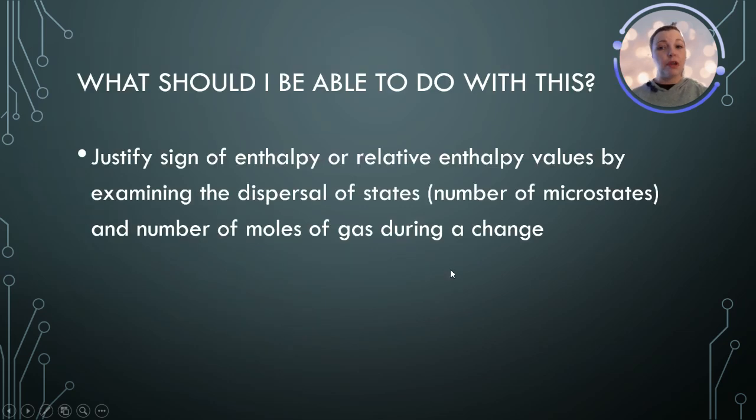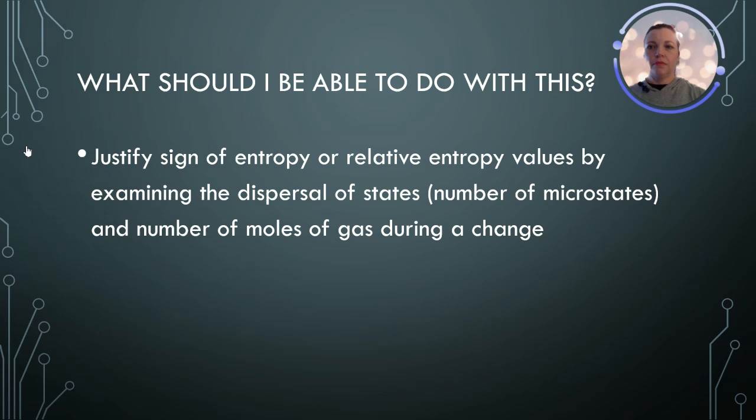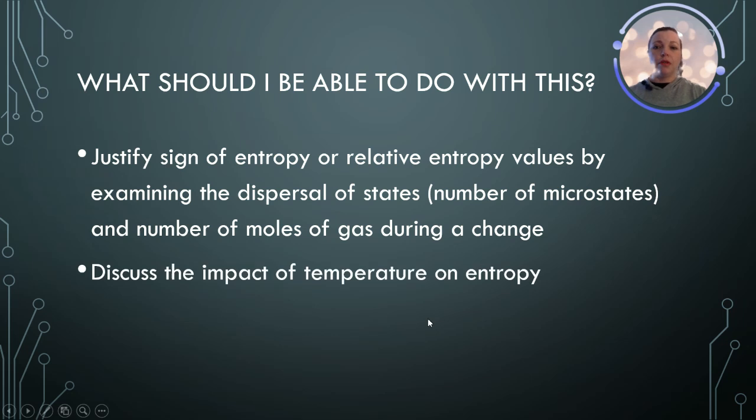And that is it. So what should I be able to do with this? First of all, justify the sign of enthalpy, or it says enthalpy, that should say entropy. Hang on. Okay, there we go. Justify the sign of entropy or relative entropy values by examining the dispersal of states, meaning the number of microstates, and the number of moles of gas during a change. And then also discuss the impact of temperature on entropy. And that is it. Now we are going to talk more about quantifying the amount of entropy in the next video. So I'll see you soon for that.